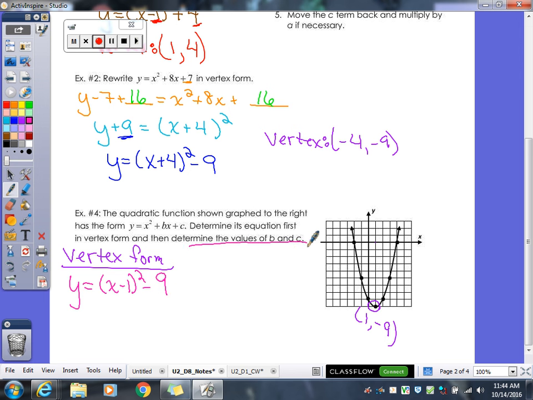They now want us to determine the values of b and c. How can we accomplish that? What do you think we have to do with this right here? Write it out twice, do our multiplication. We've got to get it into standard form. So x minus 1 times x minus 1, and then minus 9.